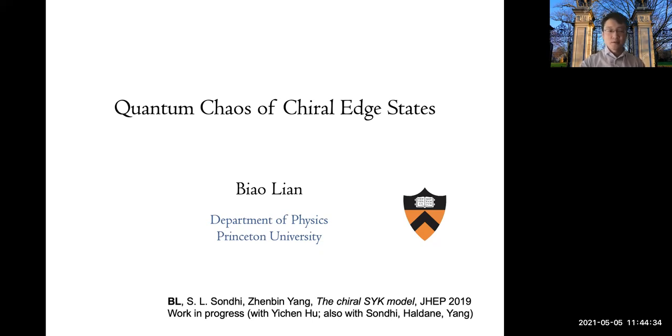This talk will be mainly based on our work done about 2 years ago with Shuaiji Songdi and Zhenbing Yang, where we studied the Chiral SYK model, which describes the chaos of chiral fermions. I'll also mention work currently in progress with Yicheng Hu, currently a postdoc in Oxford, where we generalize the ideas to anyons, anyonic edges. And I'll also mention some numerical studies I've been working on with Shuaiji Songdi, Duncan Haodan, and Zhenbing as a continuation.